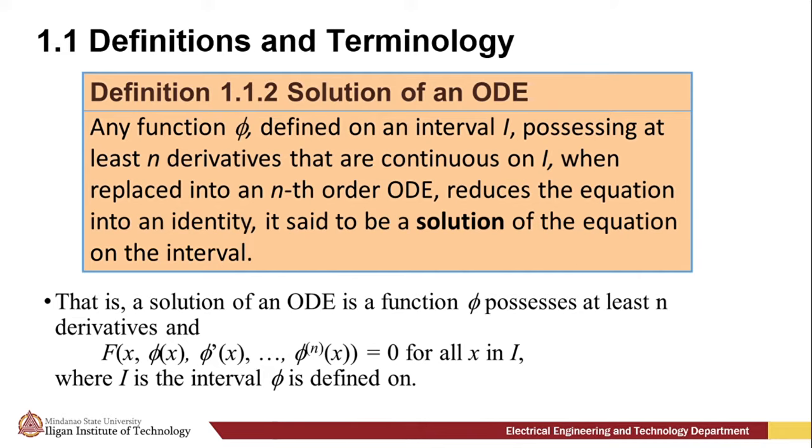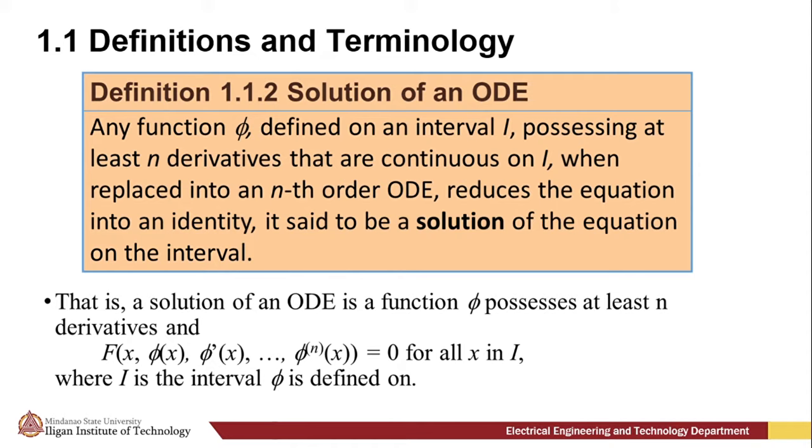So what is a solution of an ordinary differential equation? It is any function phi defined on an interval I possessing at least n derivatives that are continuous on interval I. When replaced into an nth order ordinary differential equation, it reduces the equation into an identity. Hence, it is said to be a solution of the equation on the interval.